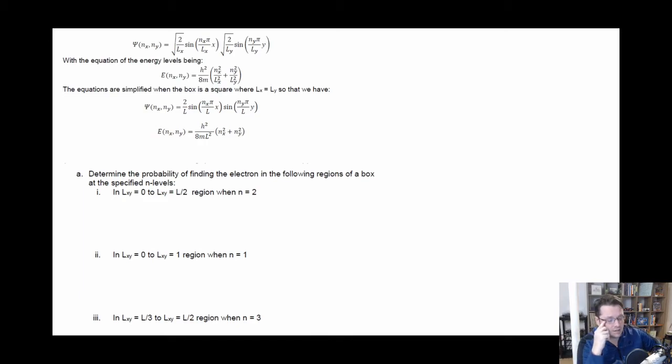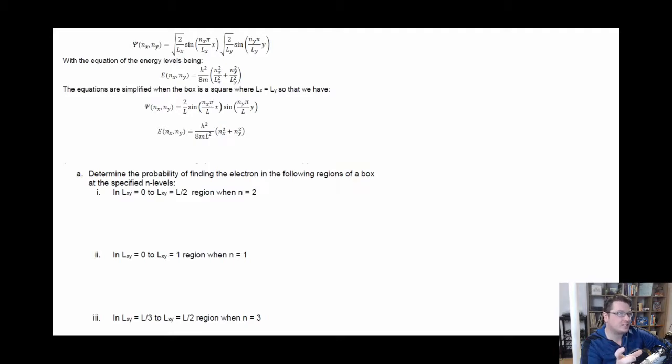So for a 2D particle in a box, we have the equation right there. All a 2D or 3D case is, is you taking the equation that you have for the 1D particle in a box and applying it to the x direction, then applying that same equation to the y direction, and you just multiply the two of them together. And that's how we get the wave function for the 2D particle in a box in the x and y direction.